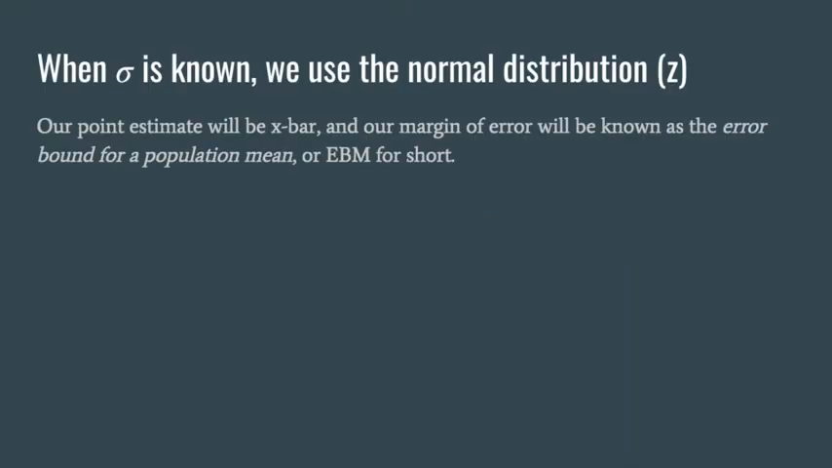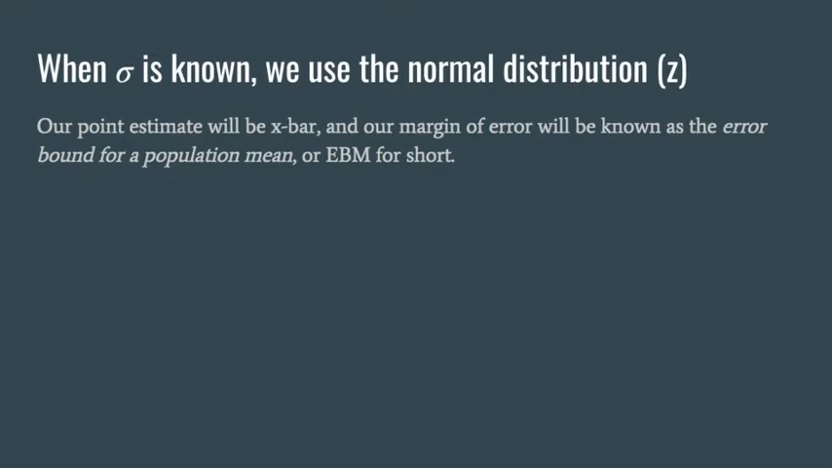When we know sigma, the standard deviation for the population, we use the normal distribution z. This is a central limit theorem kind of case. Our point estimate is X bar, and our margin of error we call the EBM, the error bound for a population mean. Sometimes I just refer to it all as margin of error, but we have error bound for a mean in this section, and later we're going to have error bound for a proportion. The textbook uses EBM for means and EBP for proportions, just to make sure we don't get confused. In any case, all of those are examples of margins of error.